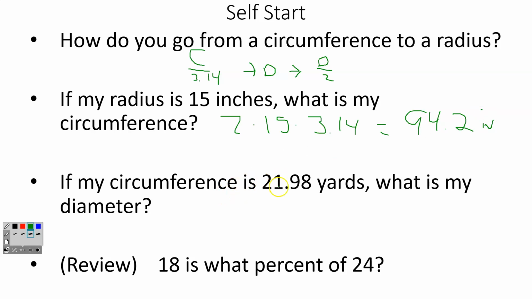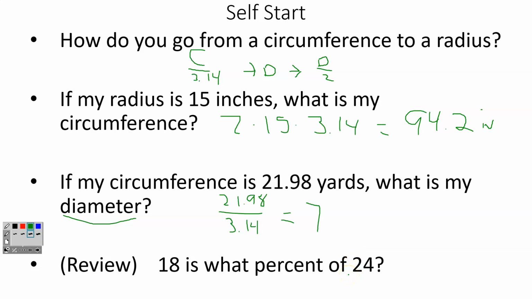Next one, if my circumference is 21.98 yards, what's my diameter? So now I'm going backwards. So if I look up here to go backwards, I have to do my circumference, which is 21.98. We're going to divide it by pi, which is 3.14. So when I type this into my calculator, divided by 3.14, I get an answer of 7. Now, because it's asking for the diameter, I'm not going to divide that 7 by 2. If it asks for radius, then I would divide by 2, but in this case, I'm not going to. So 7's our answer.